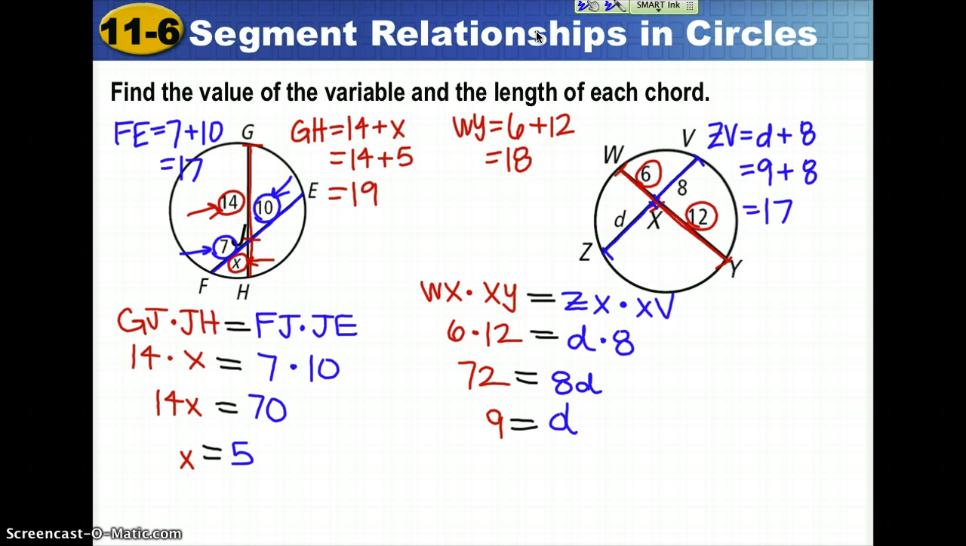And there it is. There's chords. Not too bad. Okay? Chords aren't too bad. We can do those pretty easily. Just set it up so that you have one piece times the other piece equals one piece times the other piece just from the other segment.